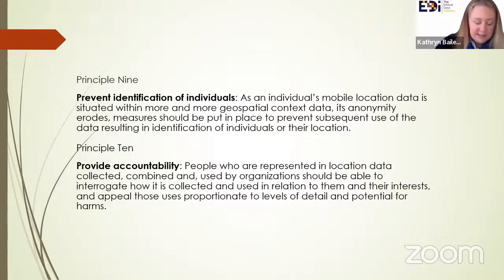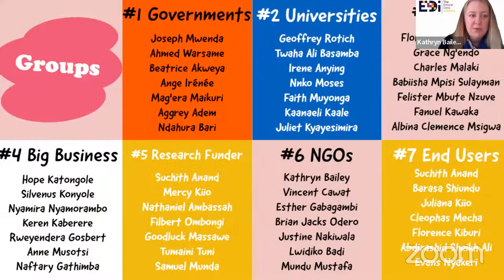So that's our 10 Locus Charter principles. Now you'll see on the screen here that we have created 7 groups, and those groups represent the different stakeholders within the use, reuse, and collection of data.